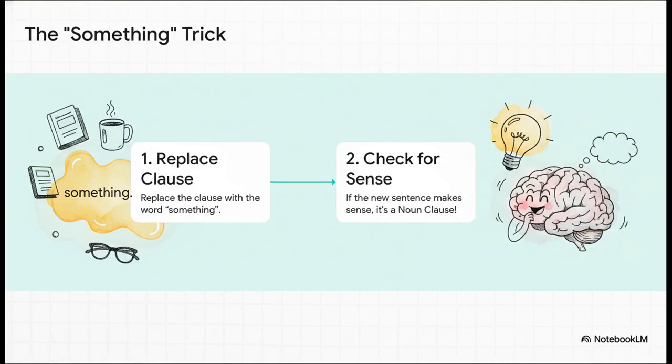And this brings me to a really cool, super simple trick to know for sure if you found a noun clause. All you do is take that whole clause and swap it out with the word something. If the sentence still makes sense, bam, it's a noun clause. So with our last example, it becomes, I know something. And hey, that makes perfect sense.